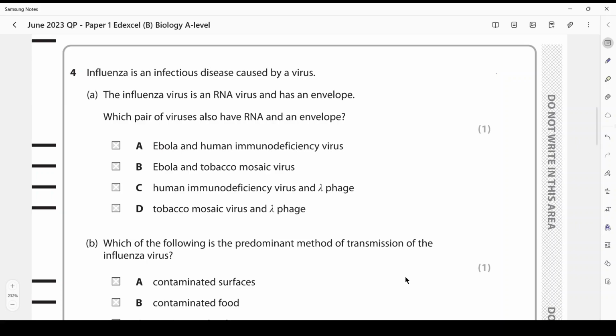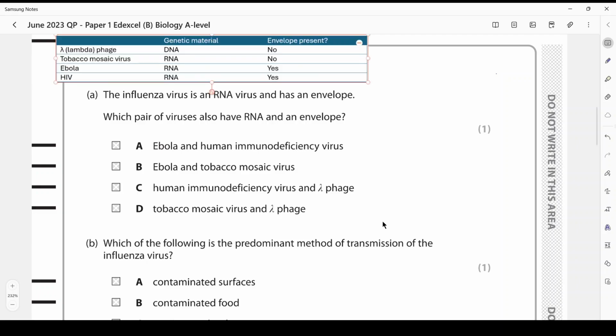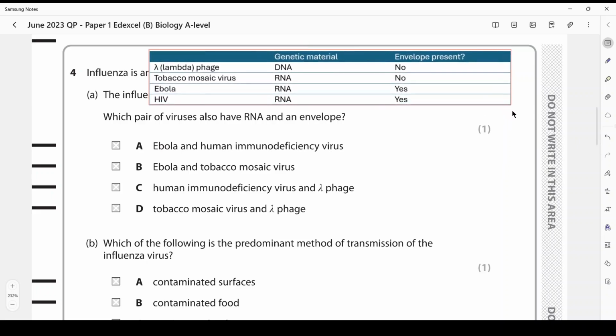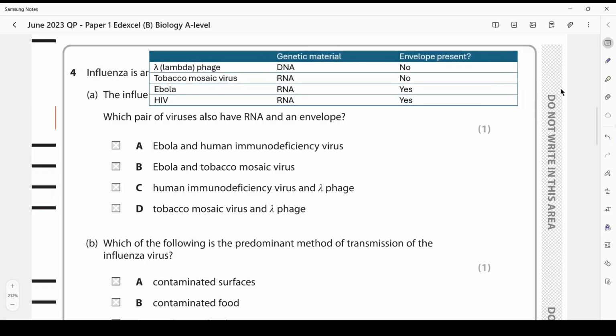Okay, influenza is an infectious disease caused by a virus. The influenza virus is an RNA virus that has an envelope. Which pair of viruses also have RNA and an envelope? So this part of the syllabus, you need to memorize this. I've included a table here which summarizes these two features across these 4 viruses. So these 4 viruses are part of your syllabus. Let's go through the options one by one.